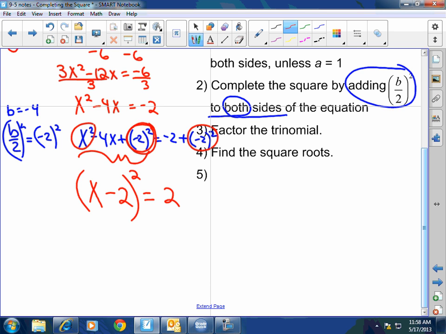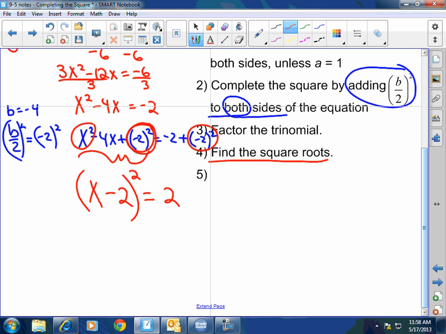Negative 2 plus 4 is 2, not negative 2, guys. You keep saying negative 2 and I keep asking you what is it, so that means it's wrong. It's not negative 2. Negative 2 plus 4 is 2. Now, guess what? Find the square roots.